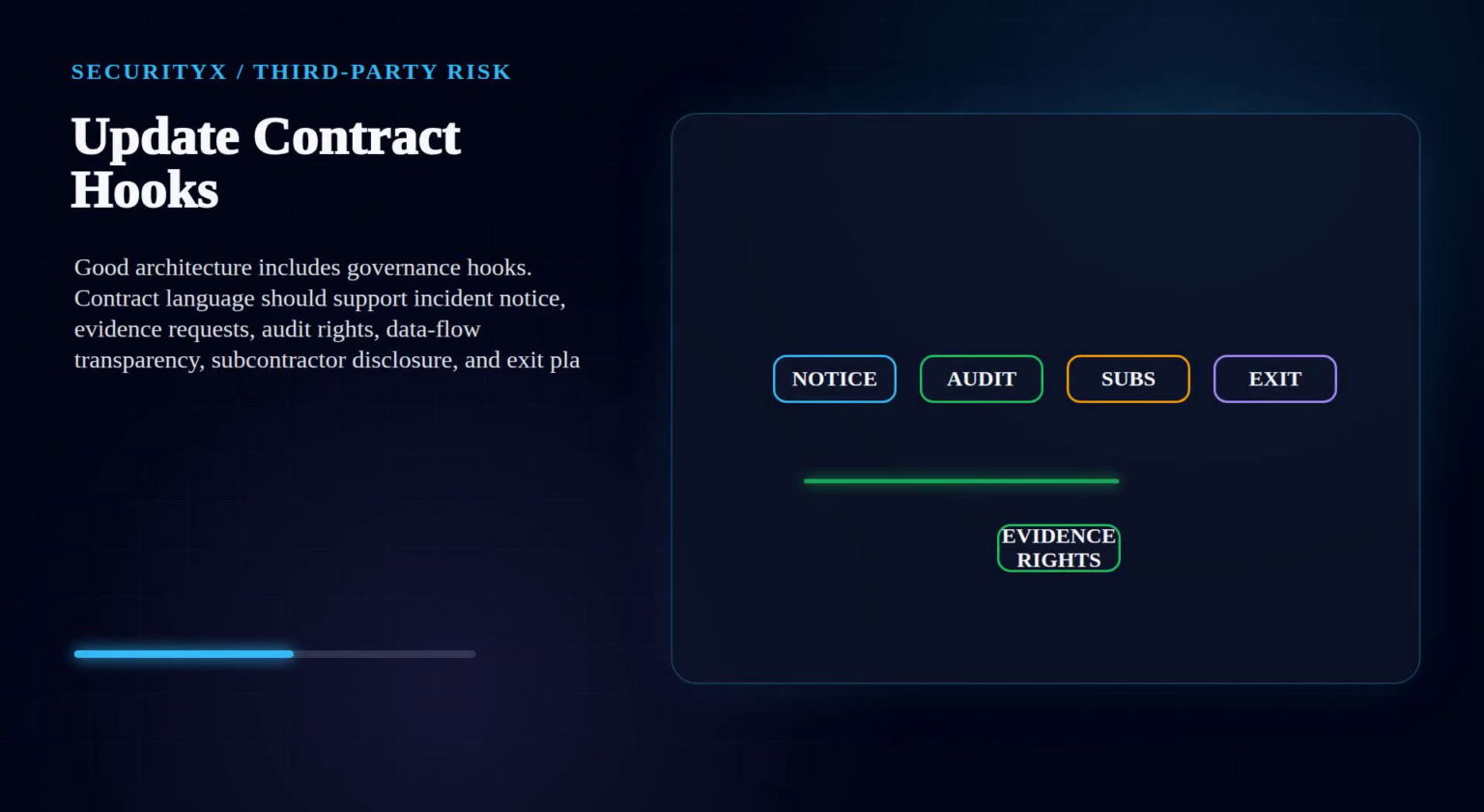Good architecture includes governance hooks. Contract language should support incident notice, evidence requests, audit rights, data flow transparency, subcontractor disclosure, and exit plans. If you cannot require evidence, you cannot manage the risk.